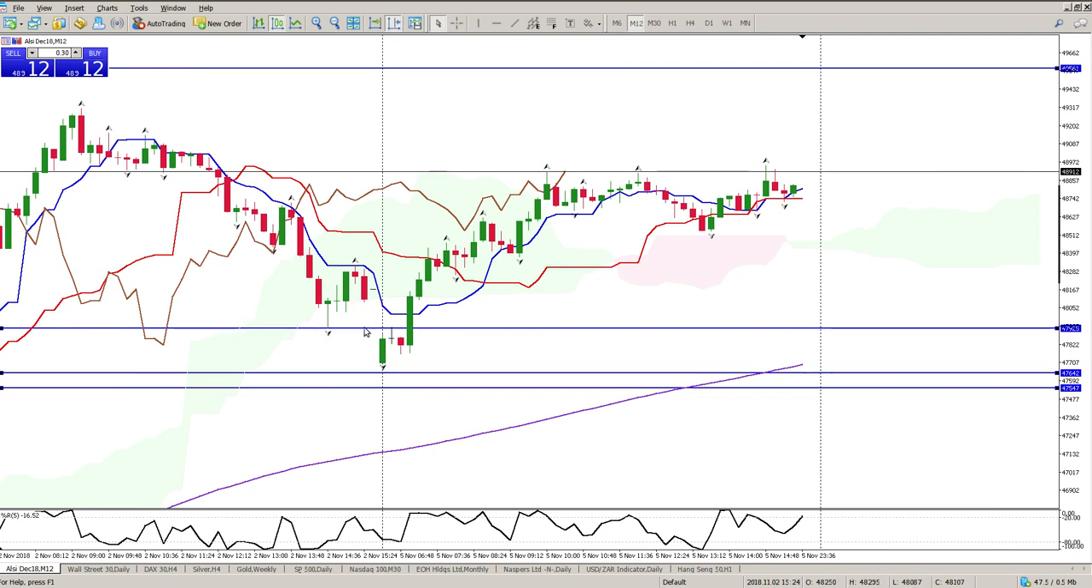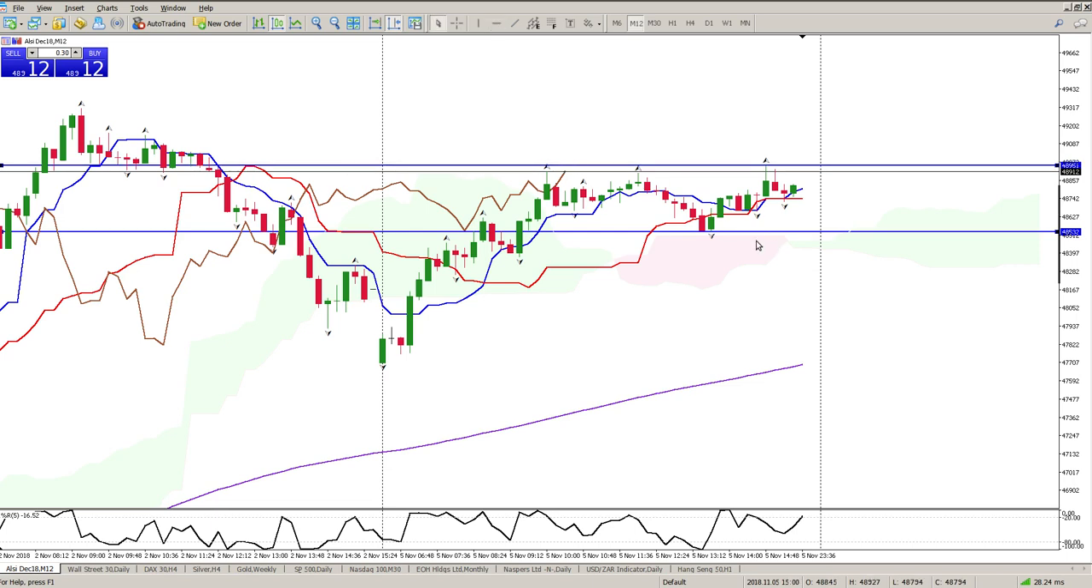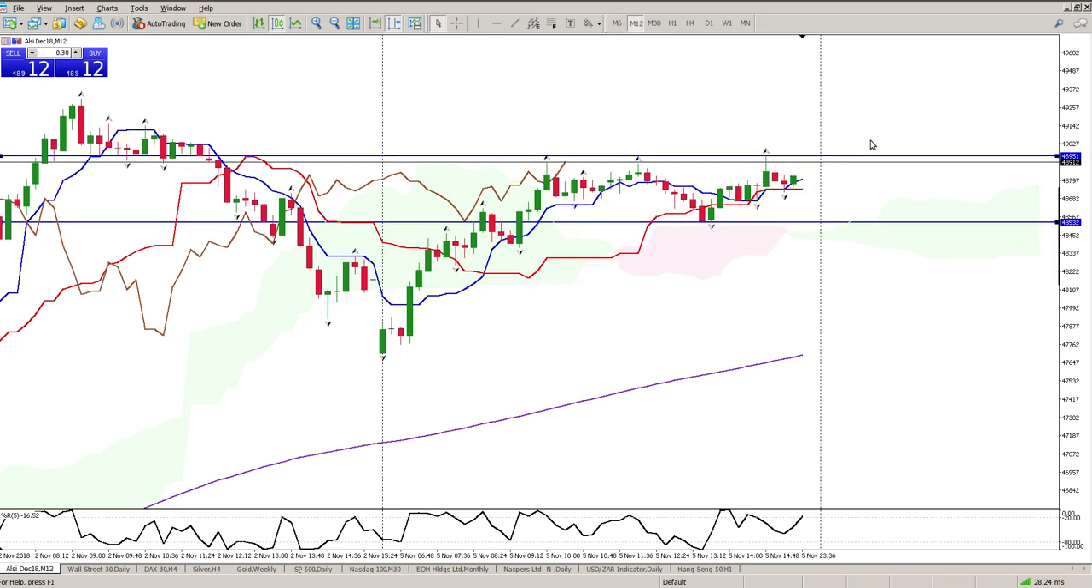The important fact is that we are above the cloud again. So it's a question of whether we stay above this cloud. That basically brings us back to what I said earlier. You're watching these two levels. You're watching a break below 48,532, and you're watching for a break above 48,950. Those are the two levels you're watching, and that's going to dictate which way we go.